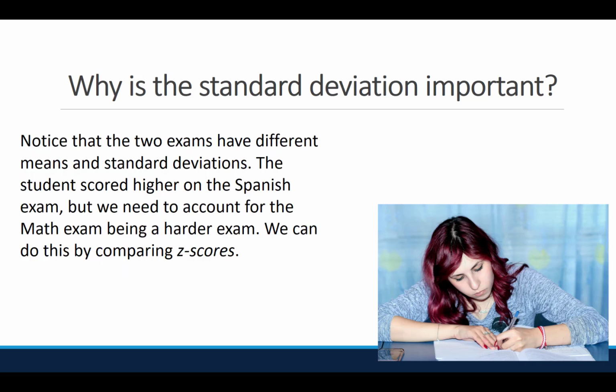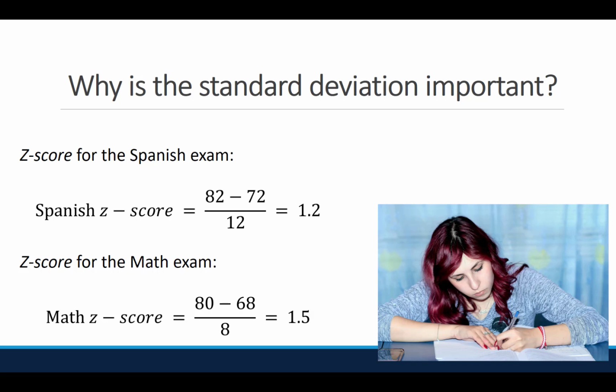Notice that the two exams have different means and standard deviations. The student scored higher on the Spanish exam, but we need to account for the math exam being a harder exam. We can do this by comparing the z-scores. Listed here is the calculation for the Spanish z-score and the math z-score. Notice that the Spanish z-score is equal to 1.2 and the math is equal to 1.5.